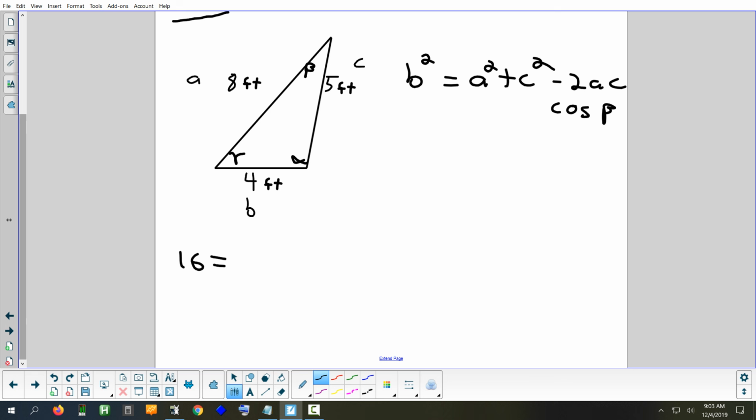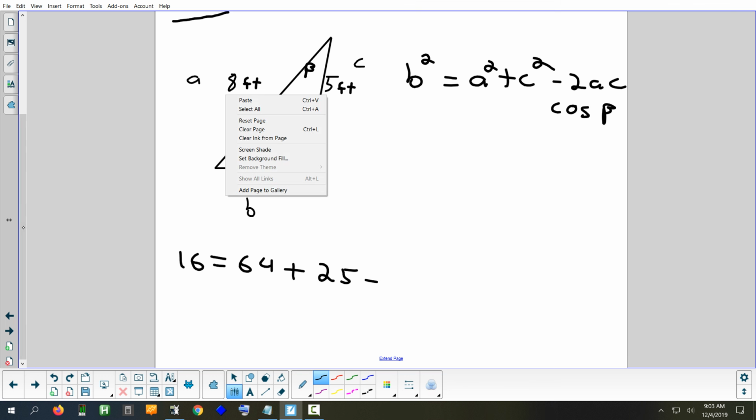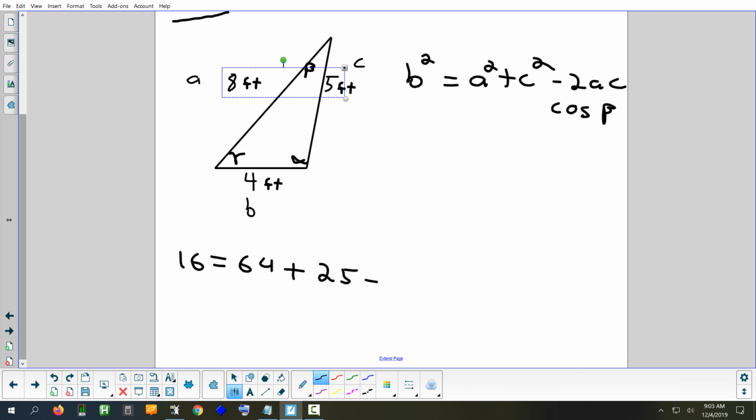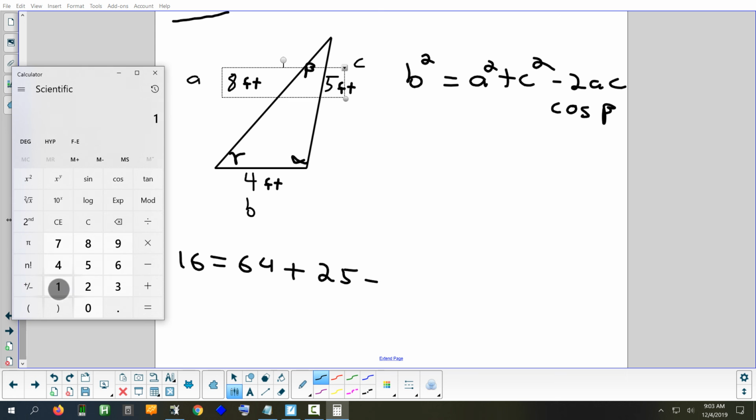Oh, a squared, not b squared. What is a squared, which is 8 squared? 64. Plus c squared. How about, Stephen, what's c squared? 25. Minus 2 times a times c. All right, let's see if we can do that. 2 times 8 is 16. And 16 times 5. What's that going to give me? 80.